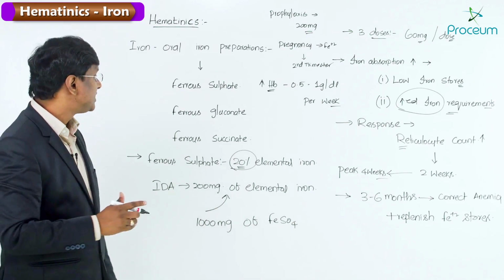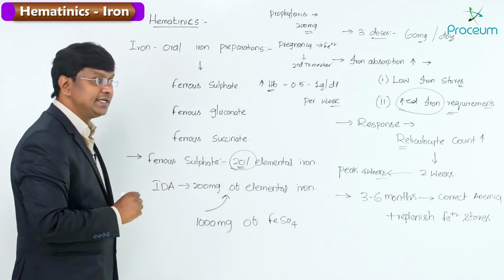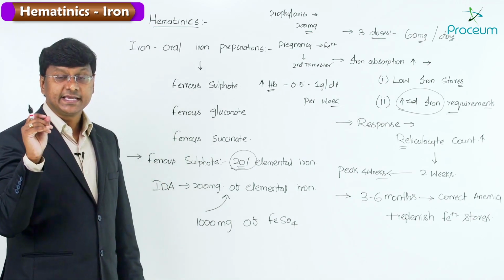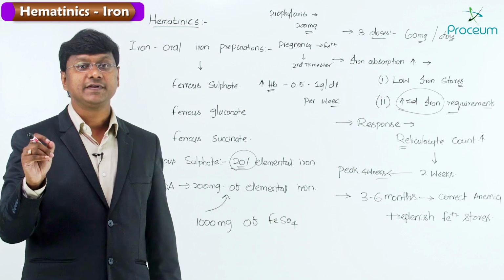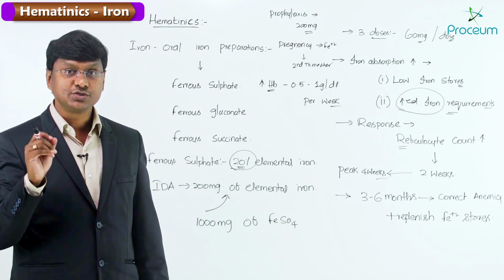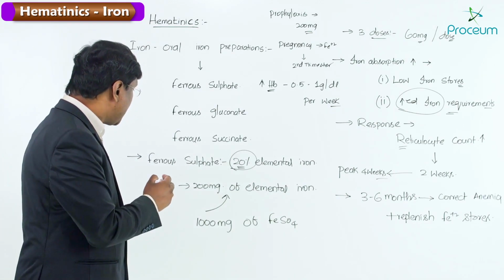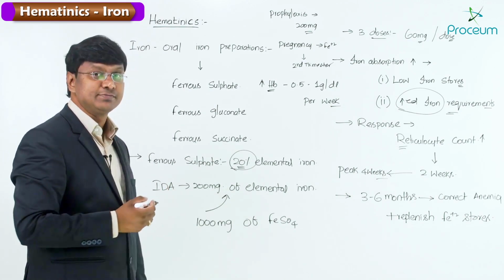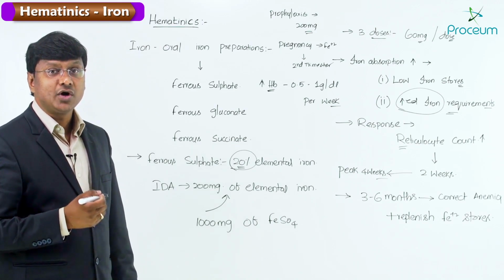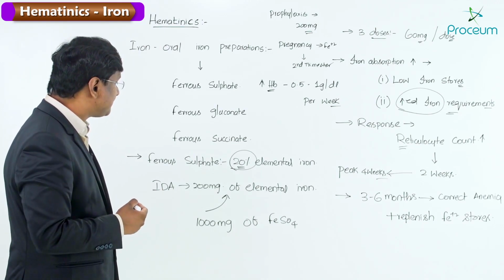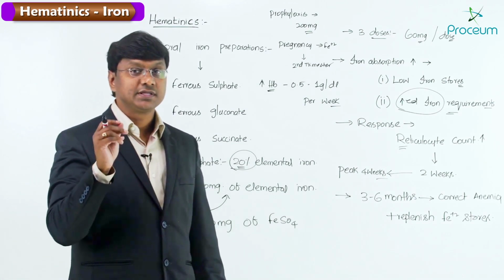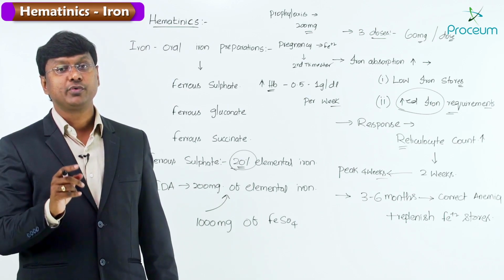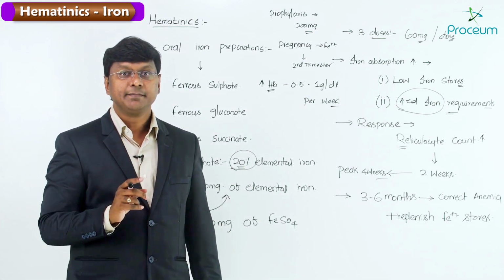The iron formulations: we have ferrous sulfate, gluconate and succinate. Out of that, ferrous sulfate contains 20% of the elemental iron. In iron deficiency anemia, you require almost 200 milligrams of elemental iron. So in order to replenish this 200 milligrams of elemental iron, you need to give 1000 milligrams of the ferrous sulfate, and that is given in 3 divided doses, providing around 60 milligrams elemental iron per dose.